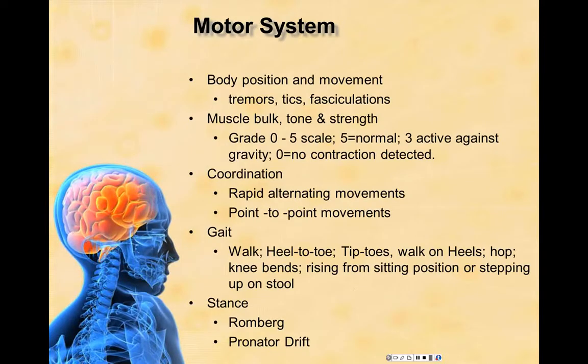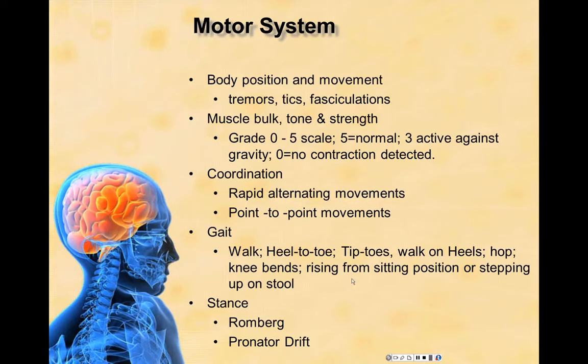Motor system: we want to look for body position and movement, any tremors, tics, fasciculations, muscle bulk and tone. Strength is graded on a 0 to 5 scale, 5 being normal strength and tone, 3 being able to raise against gravity, and 0, no contraction at all detected, or not able to move muscles at all.